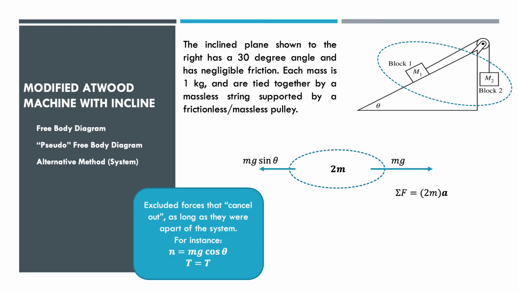I plug in the double mass. I do a difference between the forces. The mass cancels out. The sine of 30 is 1/2. And then I divide by 2 to get 1/4 of gravity.